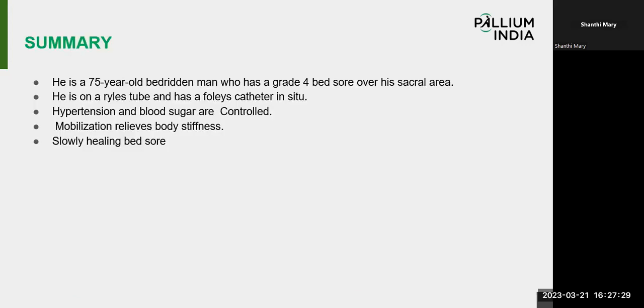The summary: he is a 75-year-old bedridden man who has a grade 4 bed sore over his sacral area. He is on a Ryle's tube and has a Foley's catheter in situ. Hypertension and blood sugar are controlled. Mobilization relieves body stiffness, slowly healing bed sore.